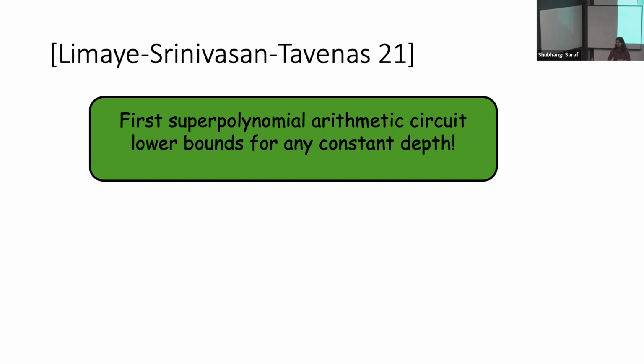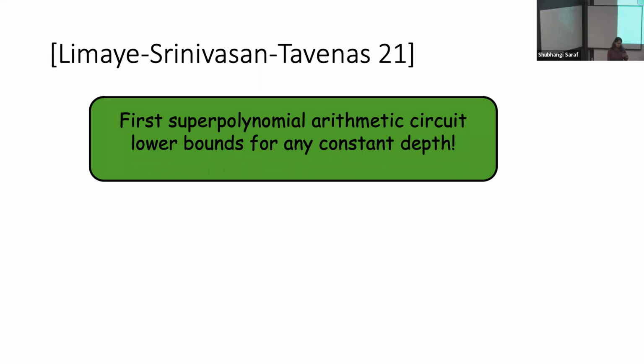It's still not good enough to resolve the VP versus VNP question, but it's way, way beyond what was possible prior to this work, or what we knew prior to this work. Because in the Boolean world, we have known lower bounds for constant depth Boolean circuits all along, and very strong ones. But in the algebraic world, it was elusive, and this paper has made very interesting progress.